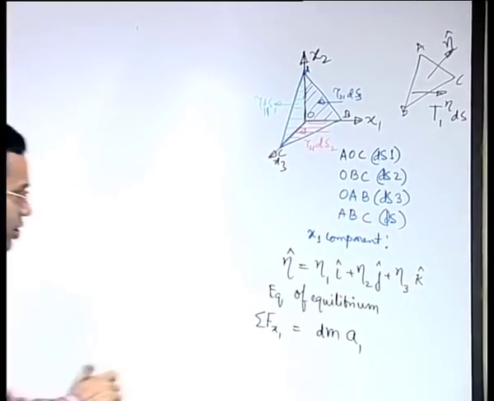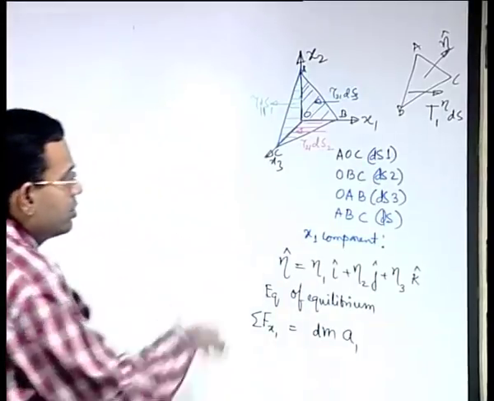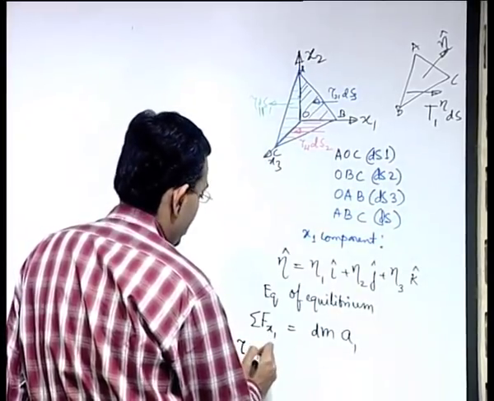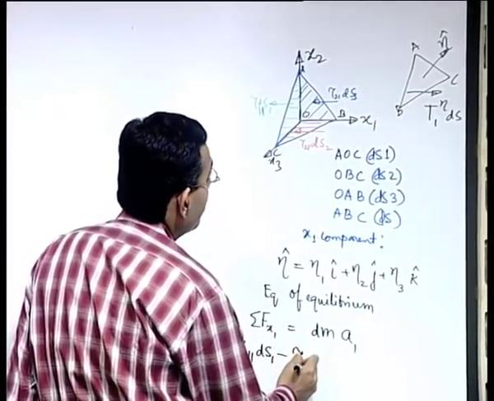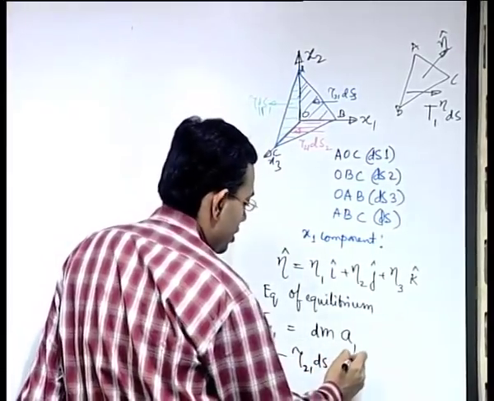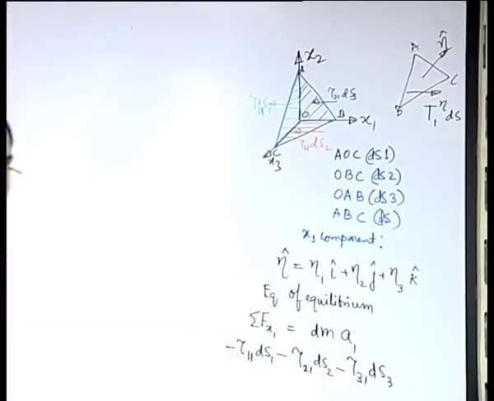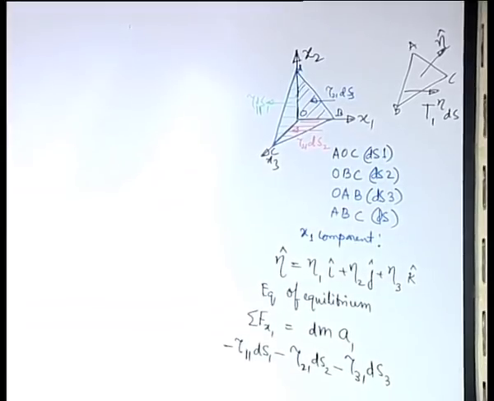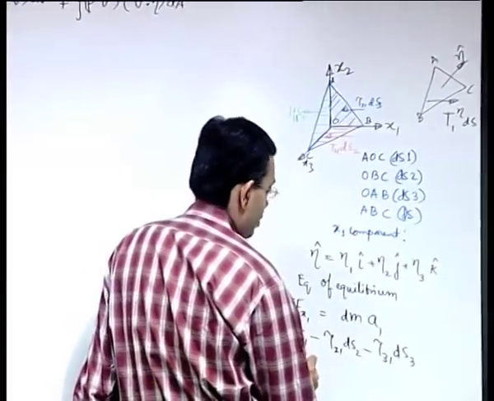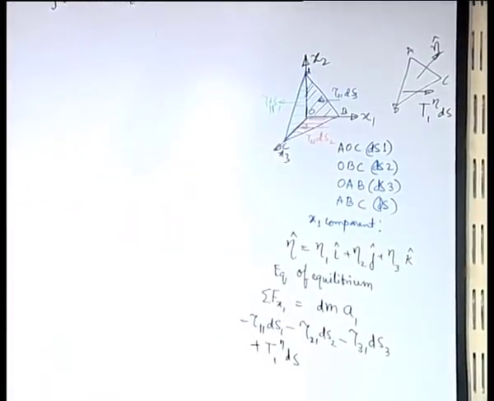When we consider the force, it should be the sum of the surface force and the body force, right. So, let us first write the surface force. So, minus tau 11 ds1 minus tau 21 ds2 minus tau 31 ds3, then plus T eta ds. So, this is the total surface force.